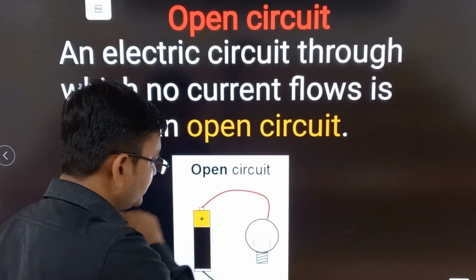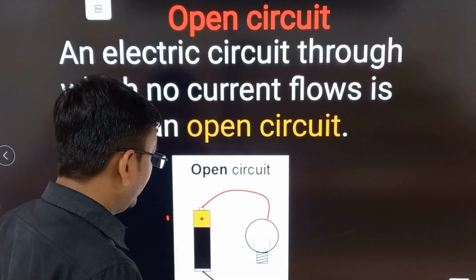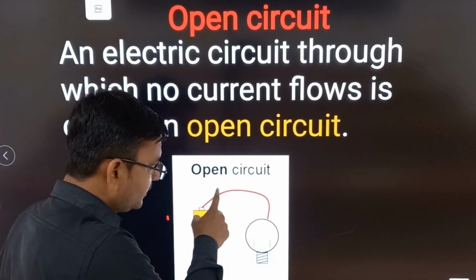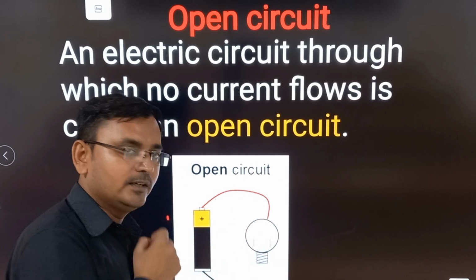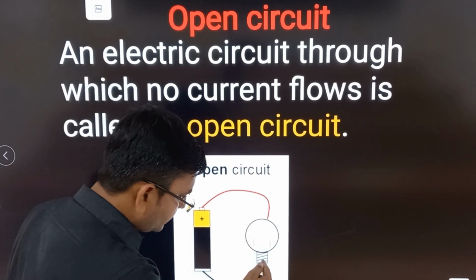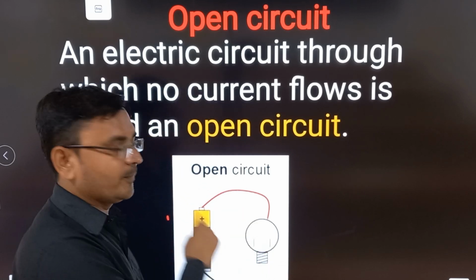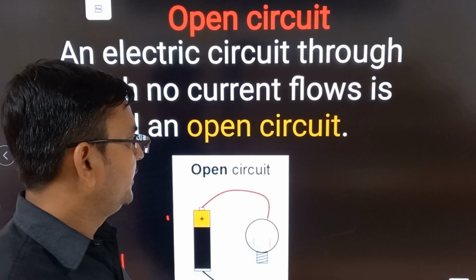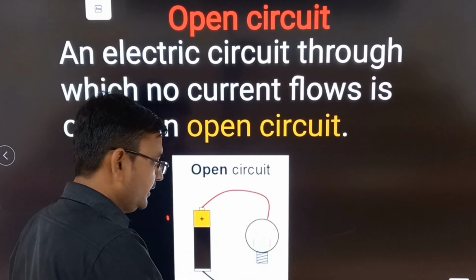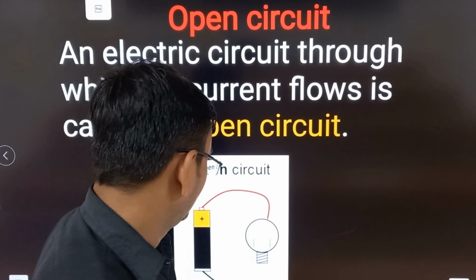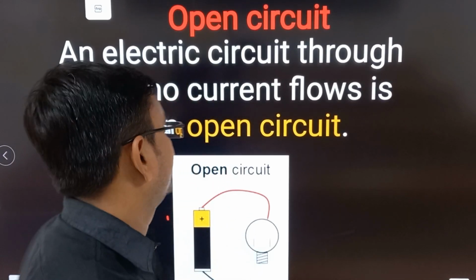Here you can see one circuit diagram. One battery is there, one lamp is there, and the connection of this battery to this lamp is not at both ends. One wire is cut out here. Okay, so this is not a closed path. We know what an electric circuit is: a complete electric circuit means it should be a closed path. So it is not a closed path, so we can say that it is an open circuit, right?